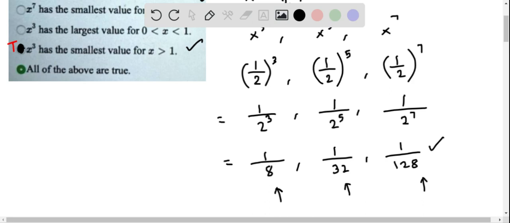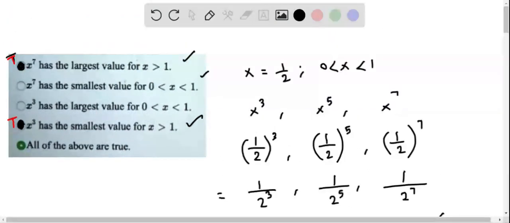So we say that 1 divided by 128, or we say that the corresponding expression, that is x power 7, has the smallest value for x greater than 0 and less than 1. And so this statement is true. I mark this as true.